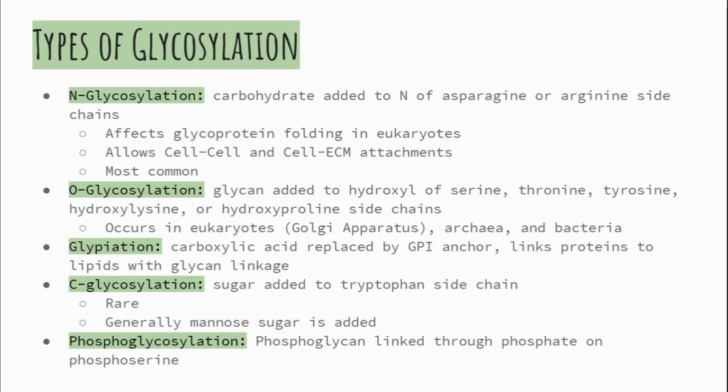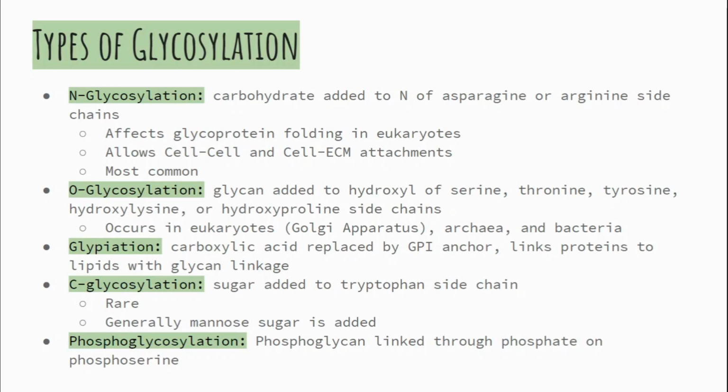The first one is the most common, and this is N-glycosylation. It's when a carbohydrate is added to the nitrogen of asparagine or arginine side chains, and this affects the glycoprotein folding in eukaryotes and allows cell-to-cell and cell-to-extracellular matrix attachments.